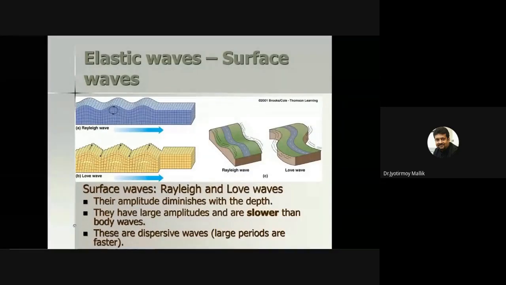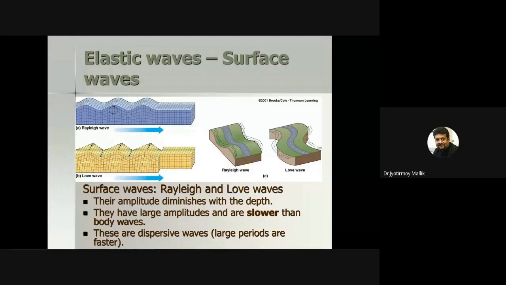Now we talked about two body waves, P waves and S waves. Now we are going to introduce you to two types of surface wave. One we call the Rayleigh wave, and the other one is called the Love wave. Okay, and we said that the depth of penetration for such waves is limited to maybe 1 or 2 meters from the surface. So it doesn't penetrate deep. That's why they are called surface waves.